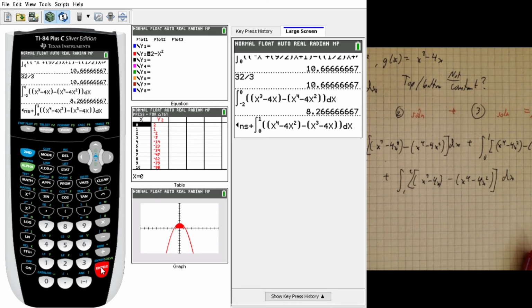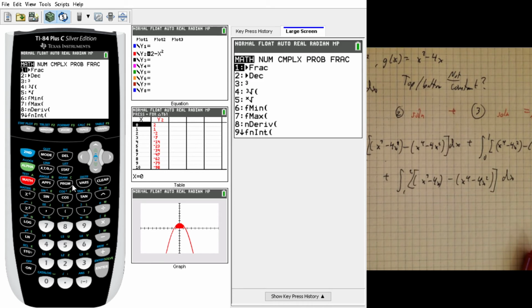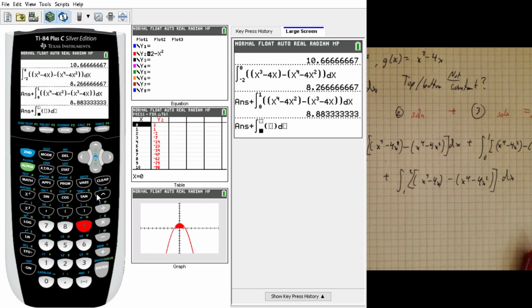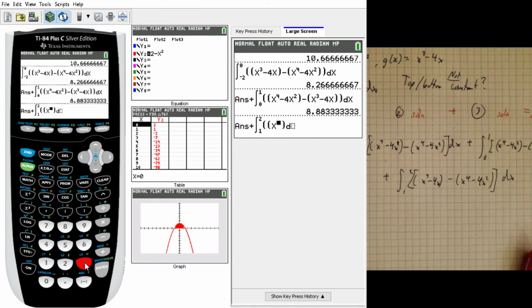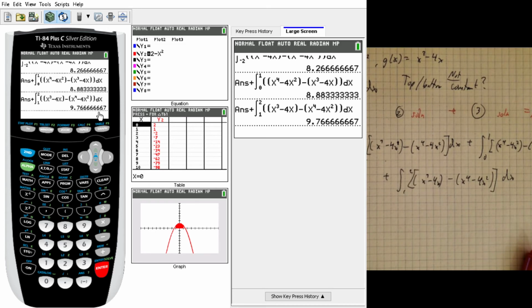So we add the second integral, and then we would add to that the third integral, between 1 and 2, of, this is getting annoying, x to the third minus 4x minus x to the fourth minus 4x to the second, dx. So the overall integral should be 9.76 repeating.